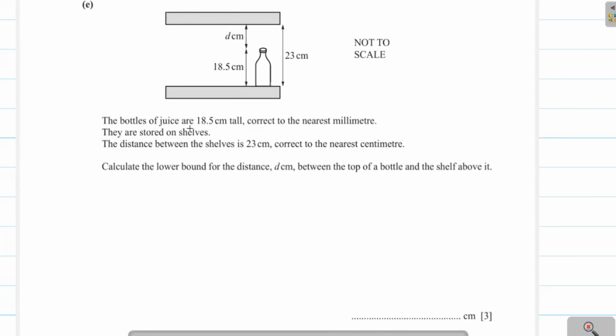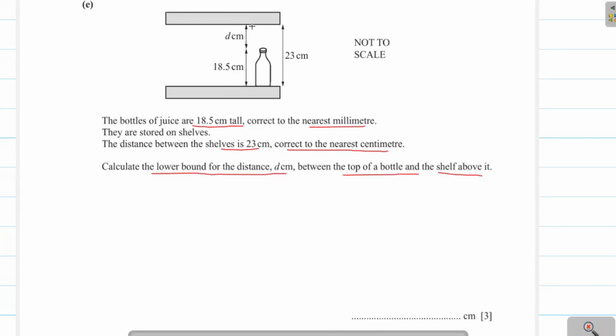Part E. The bottles of juice are 18.5 centimeters tall, correct to the nearest millimeter. They are stored on a shelf. The distance between shelves is 23 centimeters, correct to the nearest centimeter. Calculate the lower bound of the distance D between the top of the bottle and the shelf above it.